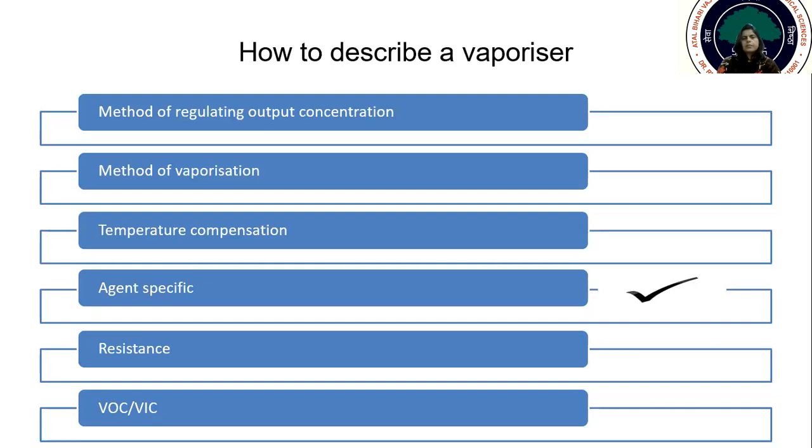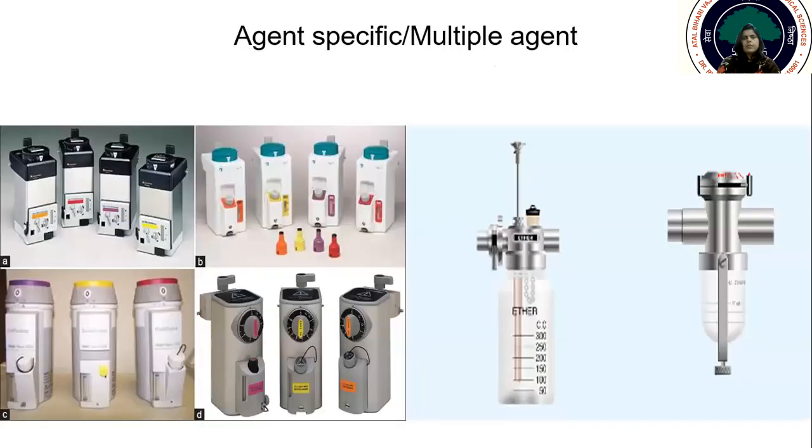Now moving to agent specific. A vaporizer can be agent specific, meaning only one agent can be used in a vaporizer. These are the Tec vaporizer, Drager vaporizer, Penlon vaporizer. These are all agent specific. All the modern vaporizers further are agent specific. And here multiple agents can be used. This is the ether bottle or Goldman vaporizer. So they are agent non-specific.